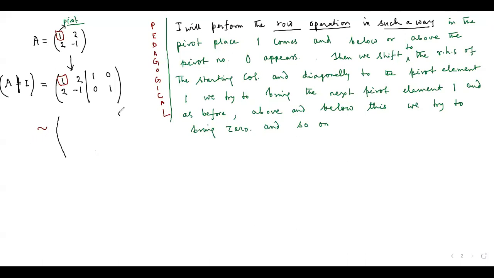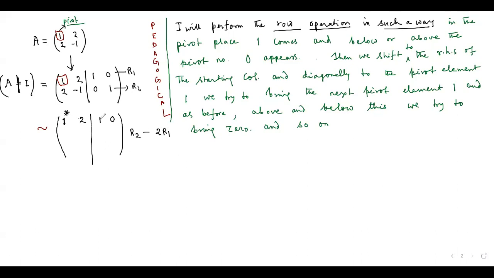So what I'm going to do is that, since my first pivot number is already 1, keeping this row intact, this is my row 1, R1, and this is my row 2, R2. What I'm going to do is subtract twice R1 from R2.